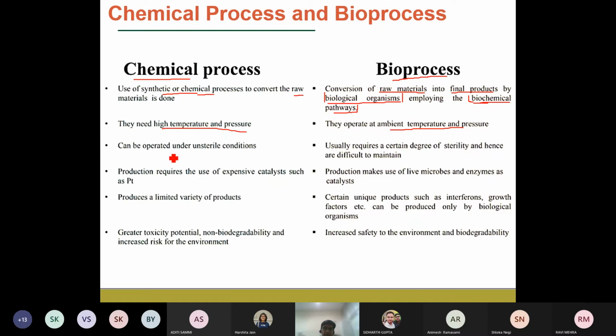One advantage of the chemical process is that it can be operated under unsterile conditions. Even if there is contamination by other components, you are still going to get your desired product. So even unsterile conditions are okay, but in a bioprocess you need a particular degree of sterility, depending on the type of bioprocess chemicals you are producing.